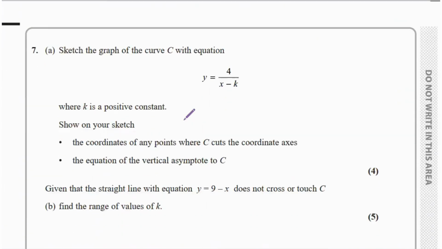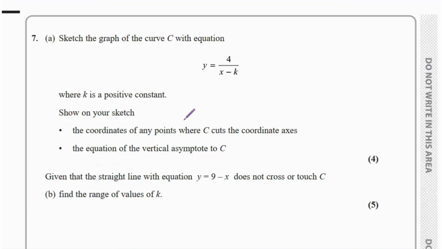Then it says sketch the graph of the curve C with equation y equals 4 over x minus k, where k is a positive constant. Show on your sketch the coordinates of any points where C cuts the coordinate axis and the equation of the vertical asymptote to C. Then given that the straight line with the equation y equals 9 minus x does not cross or touch C, find the range of values of k.